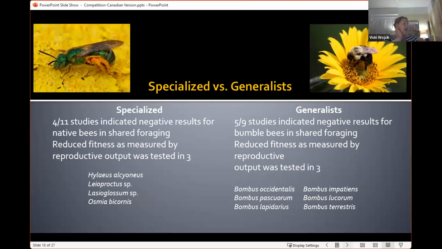So now back to that one question, is it the specialists or the generalists that tended to be more susceptible to competition? Actually, both. There was evidence in both groups that competition can happen. There were 11 studies that looked at specialized bees, and 4 of those studies found that there was competition. Similarly, there were 9 studies that looked at generalist species of bees, and 5 of those studies found competition.